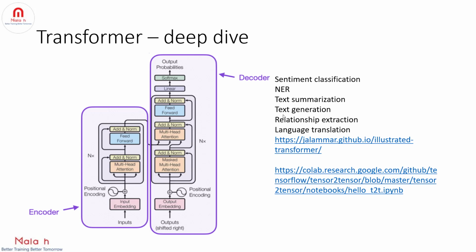The next example is text generation. Given a context, you want to generate the next token or word. So you're trying to generate something, and you need a decoder model, for example, GPT.